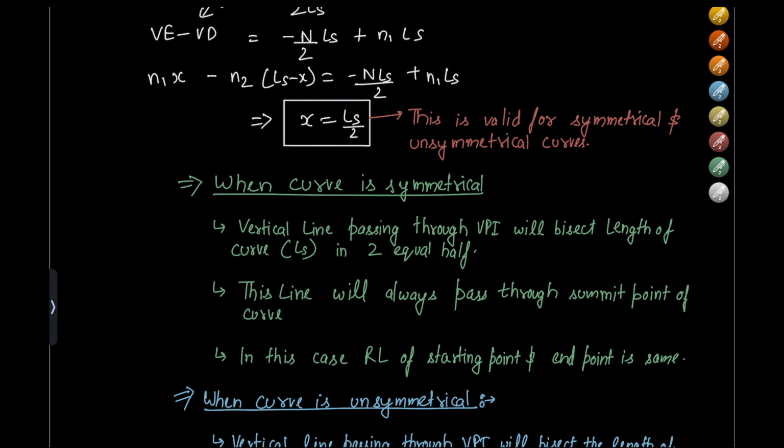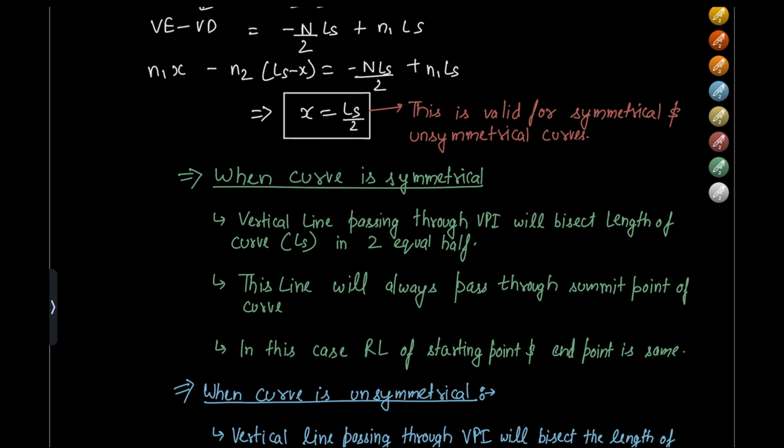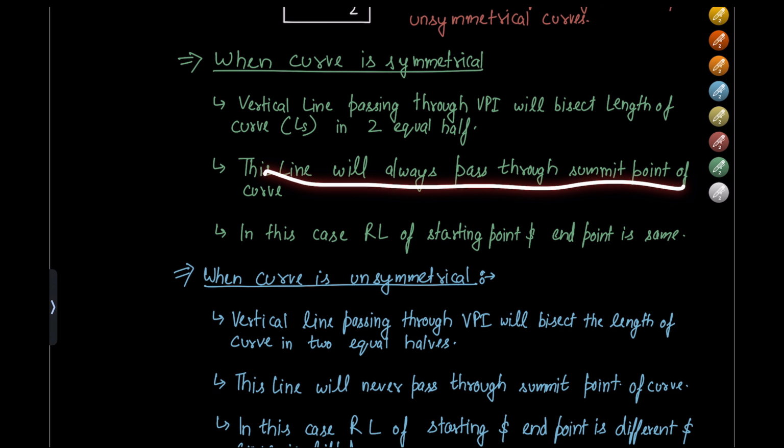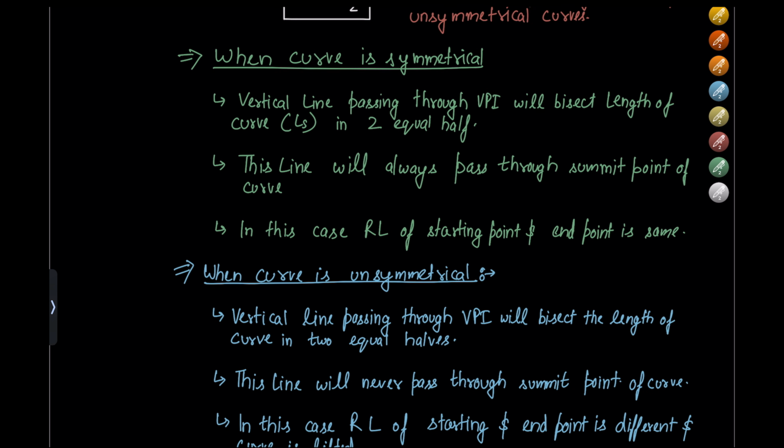Next, when the curve is symmetrical, there are some points that we need to remember. When the curve is symmetrical, the vertical line passing through the VPI will be bisecting the length of curve into two equal halves. This line will always pass through the summit point of the curve. Summit point is the maximum point that RL will be having. Next, in this case, RL of the starting point and end point is same. It is assumed that the RL of starting and end point is same. That is why it is symmetrical.